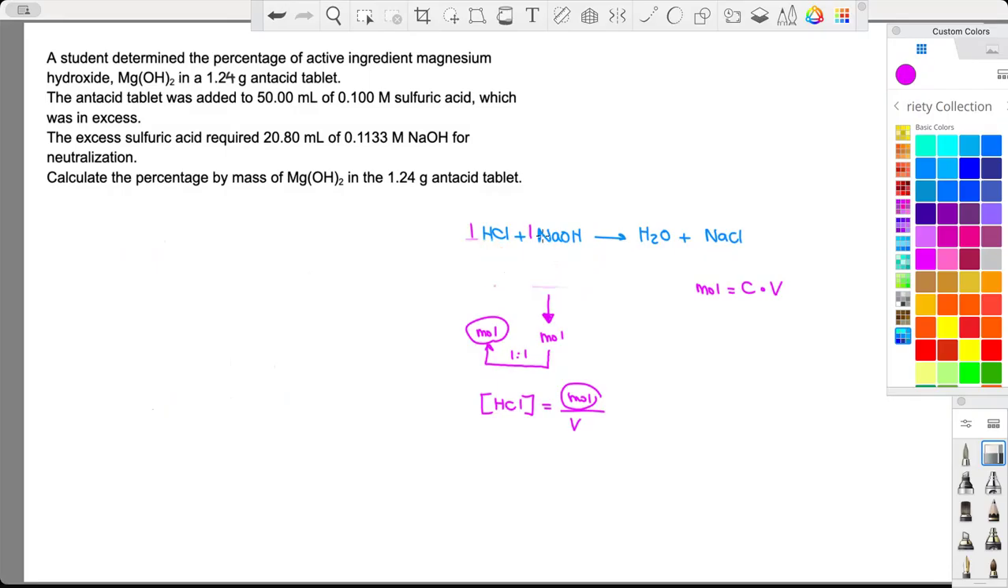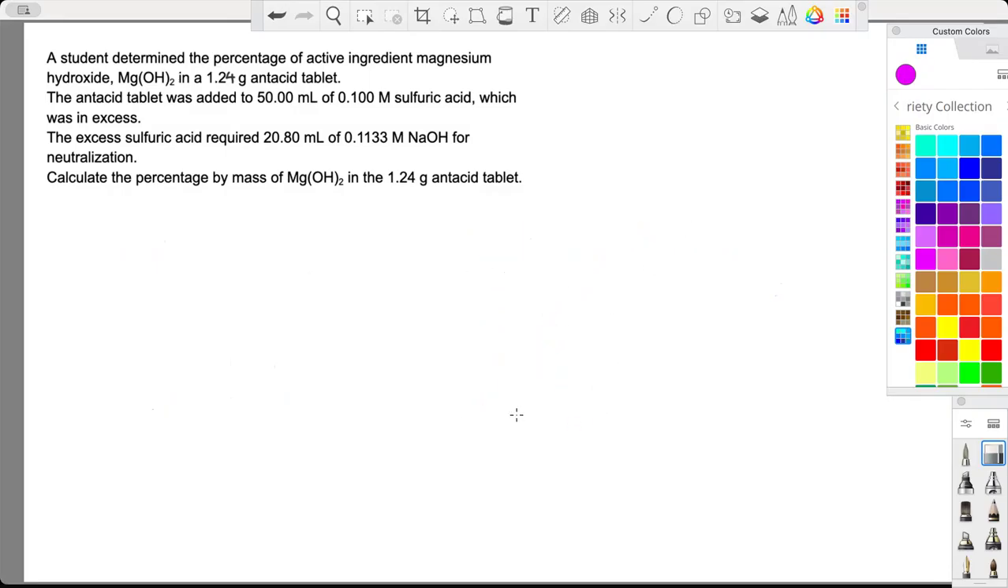I'll show you by making a little setup, a drawing of what's happening over here. So let's say what they're trying to do is find how much active ingredient of magnesium hydroxide is inside a 1.24 gram antacid tablet. So let's say there's a tablet of antacid, 1.24 grams, that contains Mg(OH)2 and other things. So it's not just Mg(OH)2. Therefore, it's not a pure substance. It has other things in it too.